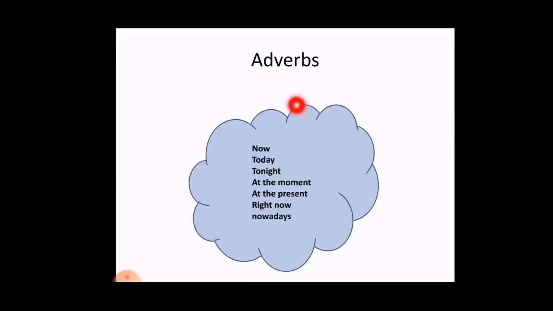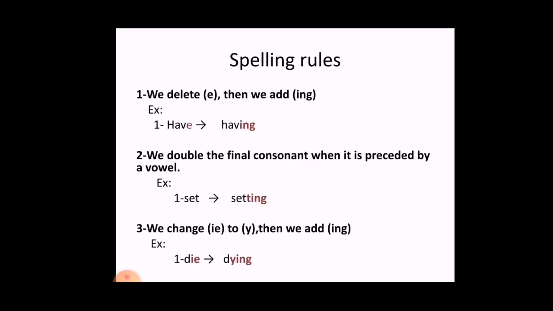We have here the adverbs. What are the adverbs of the present continuous? Now, today, tonight, at the moment, at the present, right now, and nowadays. All of these are the adverbs of the present continuous.